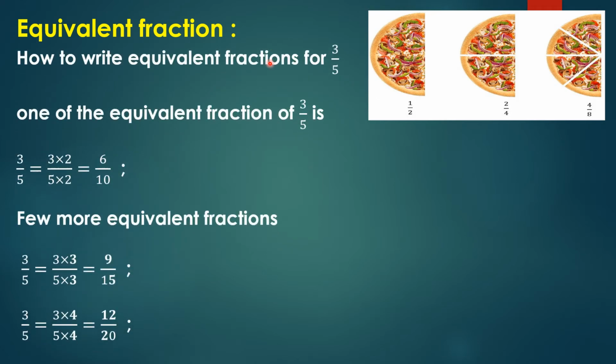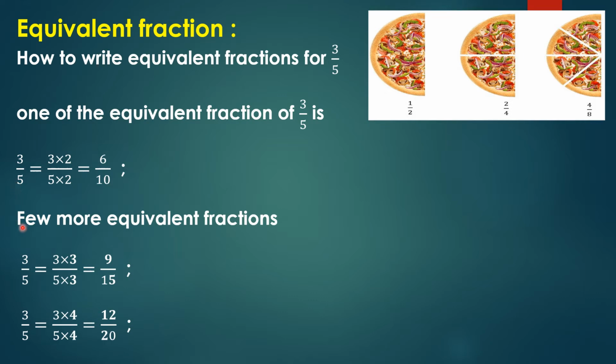And now let us know how to write equivalent fractions for a given fraction 3 by 5. One of the equivalent fractions of 3 by 5: write down 3 by 5, which is equivalent to 3 into 2 divided by 5 into 2. So both numerator and denominator we are multiplying with 2, because the 2 and 2 will cancel each other and we will be left with 3 by 5. Now what is 3 2s? It is 6 and 5 2s is 10. Therefore, we can say that 6 by 10 is the equivalent fraction of 3 by 5.